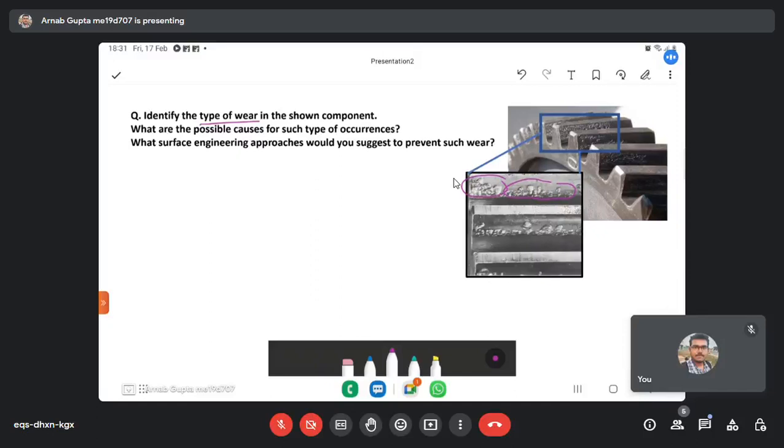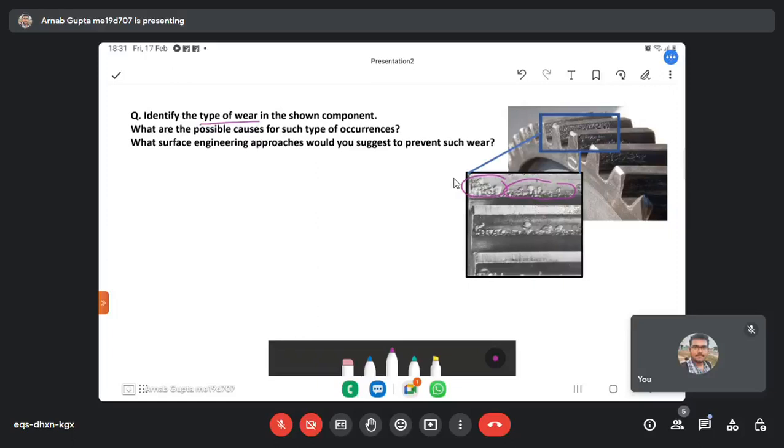So what do you think can be the probable wear mechanisms? You can just make a guess. Try to think how this surface is being engaged in a mechanical action. What type of loads are acting on the gear tooth?